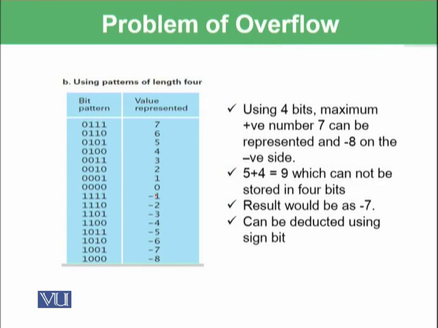And then there is another problem, overflow. For example, using a 4-bit pattern, we know that for positive numbers we can represent up to 7 and for negative numbers down to -8. So if we want to add 5 plus 4, that will become 9. But 9 cannot be represented in a 4-bit pattern. That is known as the problem of overflow. I also want to let you know one more thing: you can see that the most significant bit, if it is 0, is representing positive numbers, and if it is 1, it is representing negative numbers.